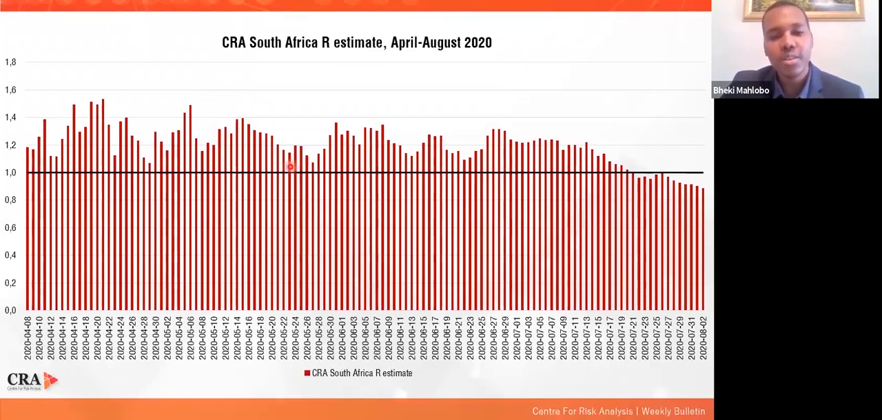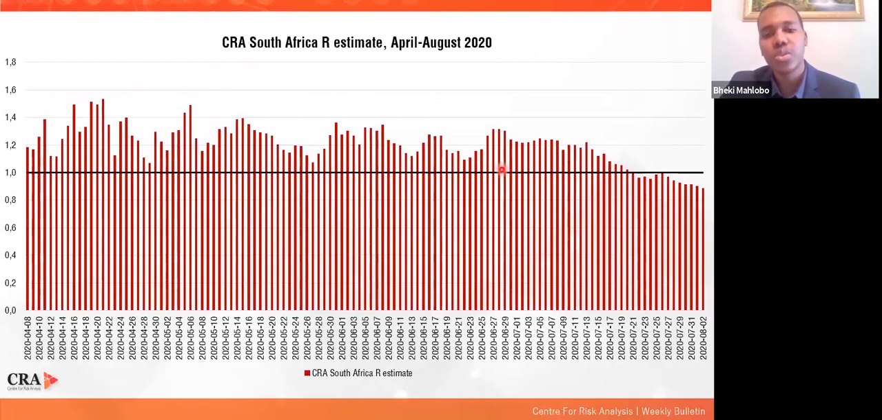And if R is above 1, and we've represented 1 as this black line that you can see across the screen, which you can see in June as well as July, it means that the spread of the virus is increasing. And if it is below 1, it means that the spread of the virus is decreasing, which you can see here in late July and early August.